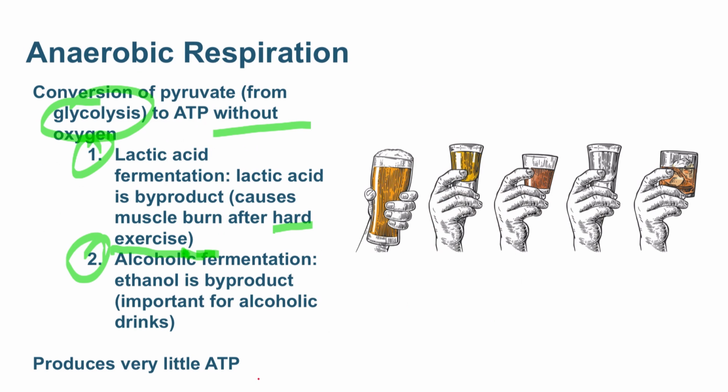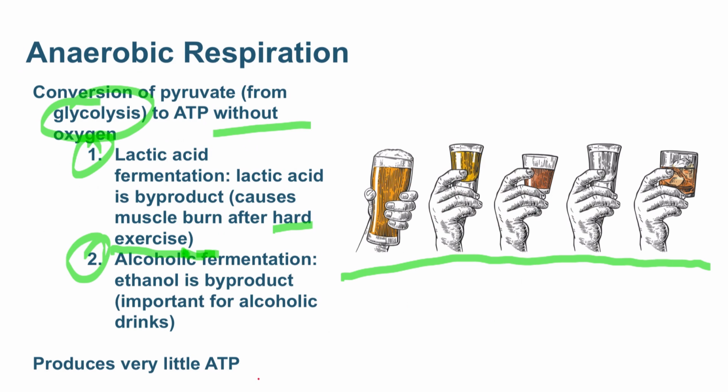And this happens when you've done extremely difficult exercise so that your aerobic stores of energy with oxygen in your muscles have been used up. And what you're left with is the anaerobic pathway to try to produce enough energy to keep you going. And then there's alcoholic fermentation, which produces all kinds of interesting social drinks. Ethanol is a byproduct, and this is what you use to make alcohol.